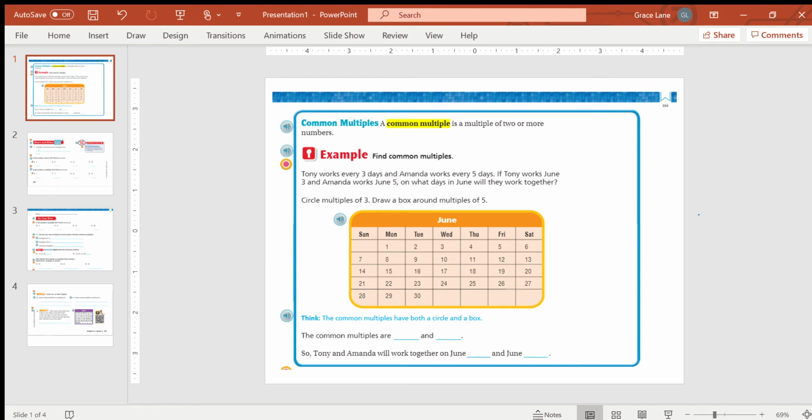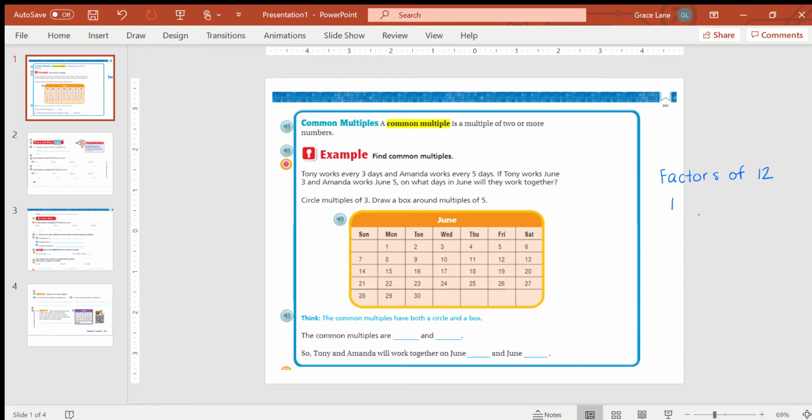All right, so again, we are starting on page 300. So remember from last week, we started talking about factors. Factors are the numbers that are being multiplied together. So for example, just a review, if I'm looking for factors of 12, I'm looking for the numbers that when we multiply them, they will equal 12.